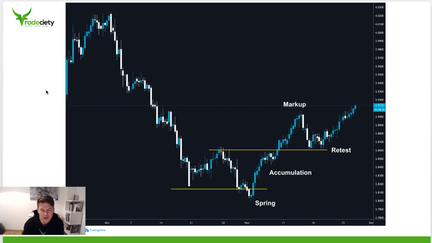So let's look at a few chart examples, and you will be able to see this across all the markets, across all time frames, all the time. So it's really a pattern that you will start seeing very often.